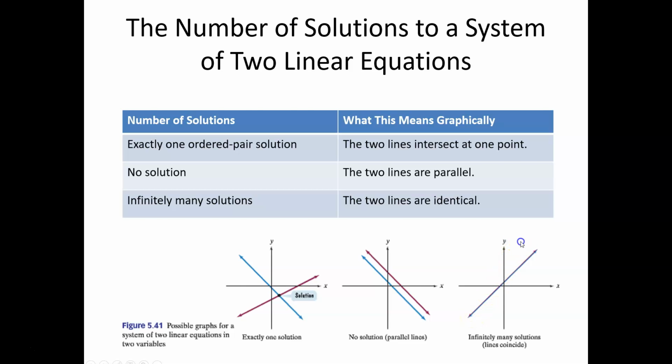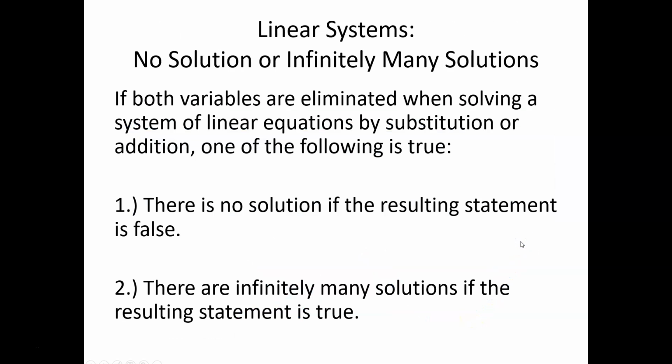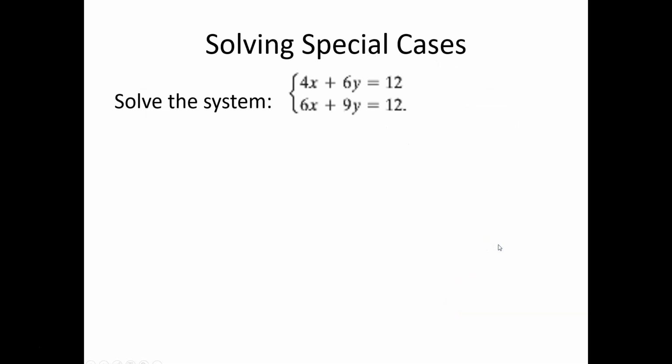Okay? So, how do we know? Well, if both variables are eliminated when solving a system of linear equations by substitution or addition, one of the following is true. There is no solution if the resulting statement is false. There are infinitely many solutions if the resulting statement is true. So let's try some.